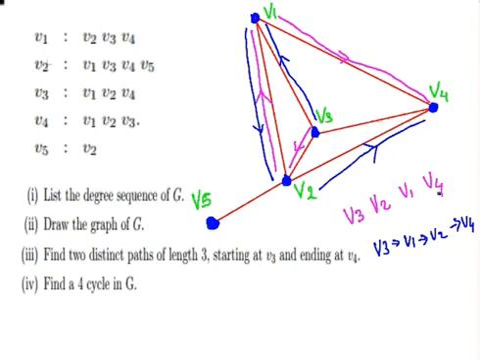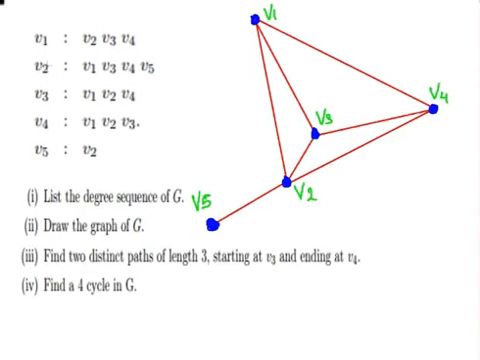Now what we're going to do is find a cycle of length 4 in G. Well, the difference between a cycle and a path is that a cycle has to start and end at the same place. A path can end at two distinct vertices, where a cycle must start and end at the same place. So we have plenty of options here. Essentially we have to use 4 edges in our cycle.